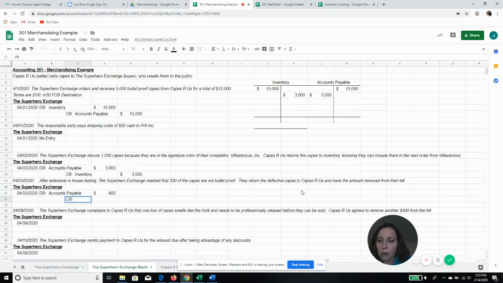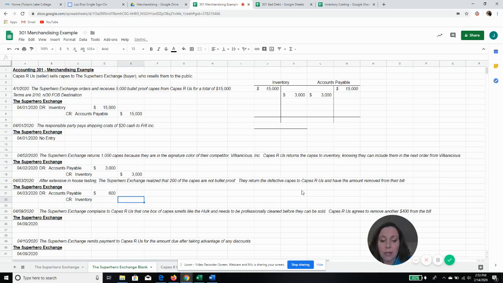And we are going to credit inventory because again, these capes are no longer in our inventory, so we need to reduce the amount. It's going to be 600. So I'm going to go and reduce my inventory by 600 and reduce my accounts payable by 600 in my T accounts.